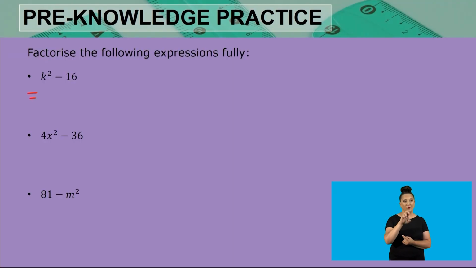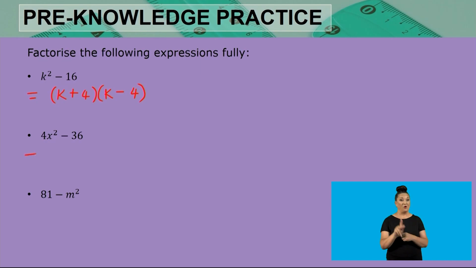Let's now look at factorizing by finding the difference of two squares. Remember, there must be a difference and there must be two square numbers. Here we have k squared minus 16. Both of them are square numbers, so we are going to have two brackets that have similar terms, and the only difference is that one bracket is going to be addition and the other bracket subtraction. K squared comes from k multiplied by k, and 16 comes from 4 multiplied by 4. One bracket is addition and the other bracket is subtraction.